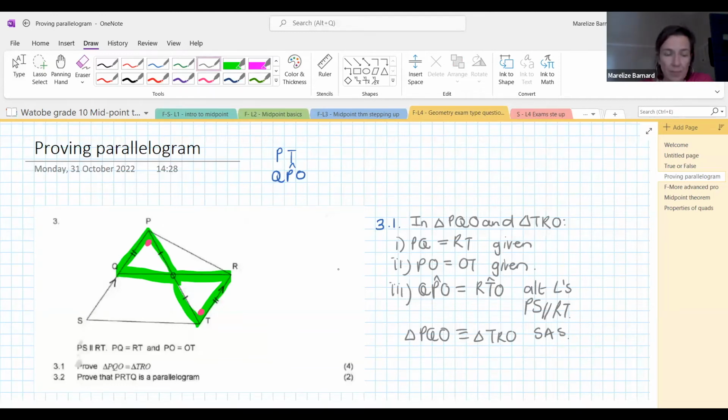Now we have to prove it for 2 marks. So look at your mark allocation and make sure that you don't spend too much time on it if it's only 2 marks. Yes, Asanda.